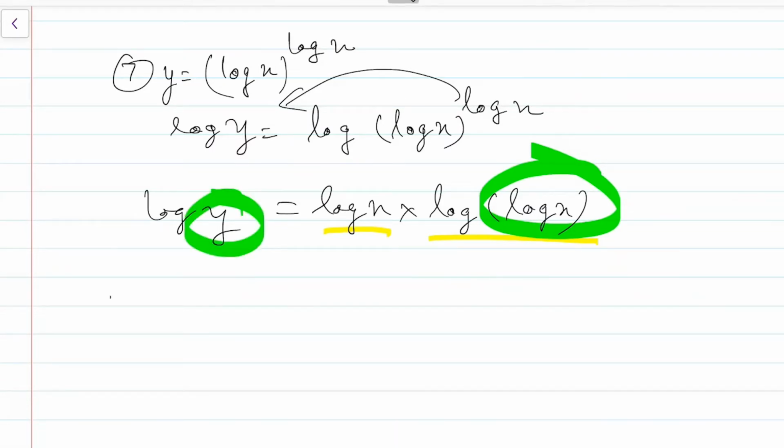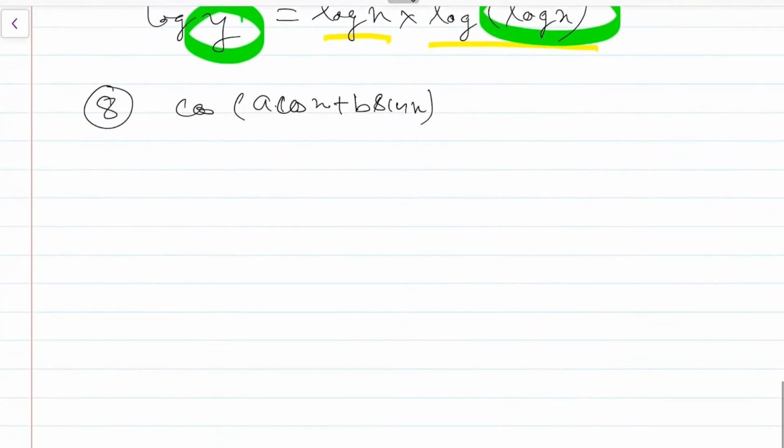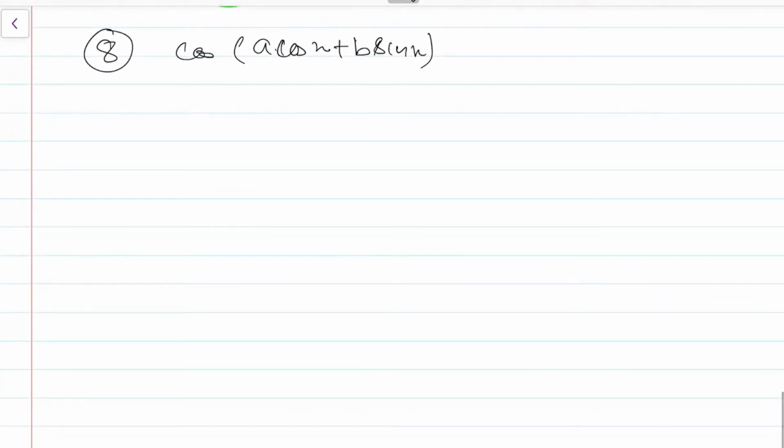Question number 8 is cos of a cos x plus b sin x, where a and b are some constants. So we'll use the chain rule. First we'll take this as t, and then we'll differentiate t with respect to x.